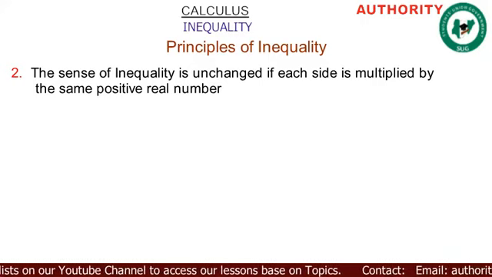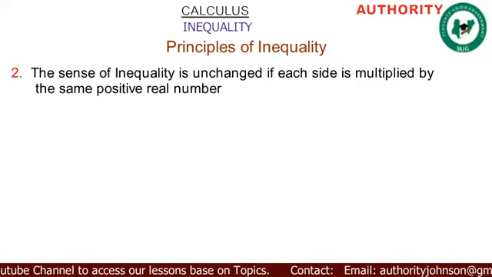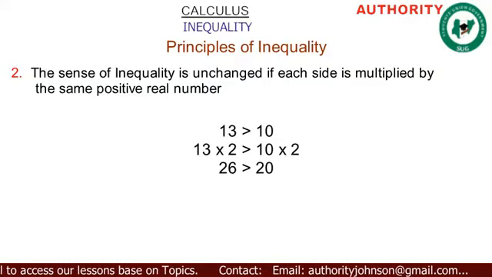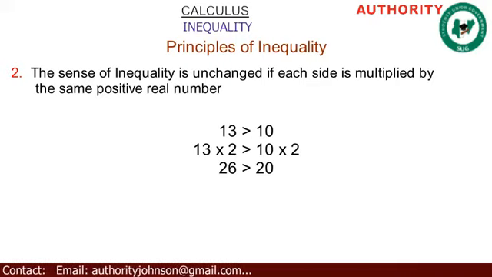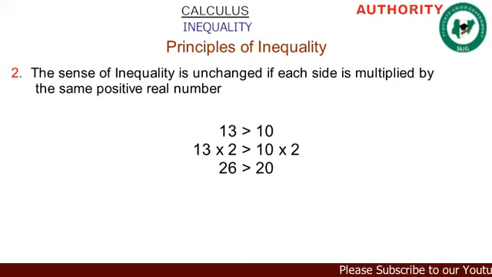That means, for instance, we have 13 greater than 10. When you multiply 13 and 10 by the same positive real number, the sense remains the same. Now let's multiply this by positive 2. So we have 13 times 2 greater than 10 times 2. 13 times 2 is 26, greater than 10 times 2, which is 20.